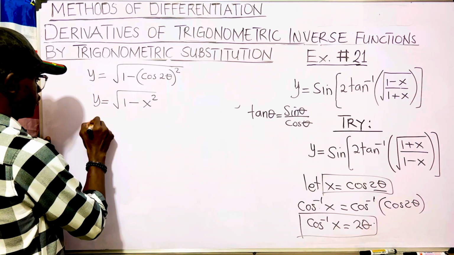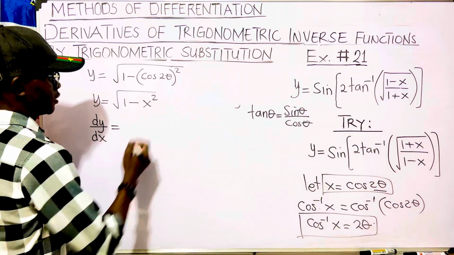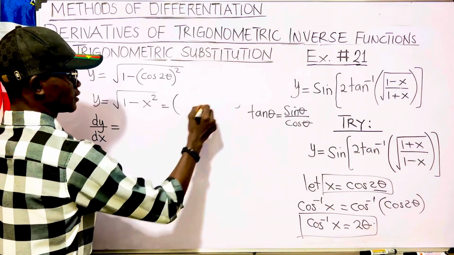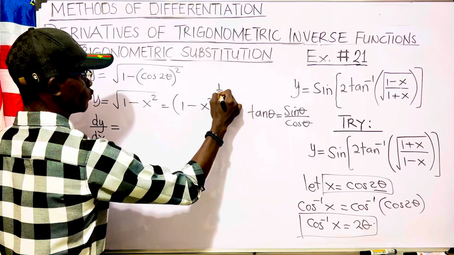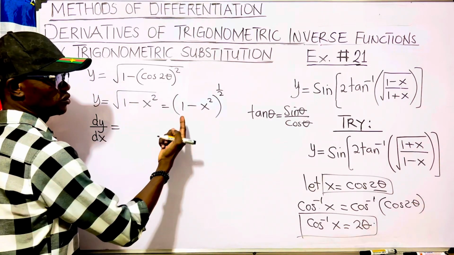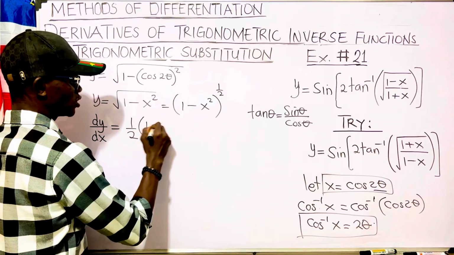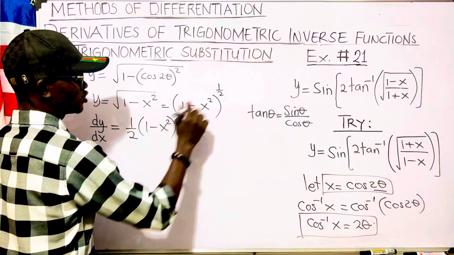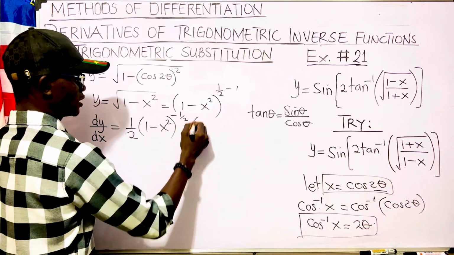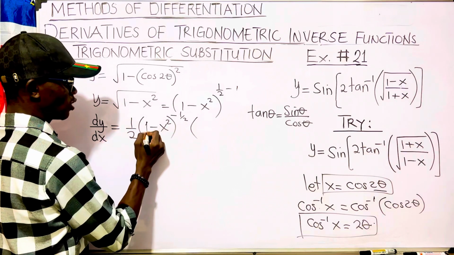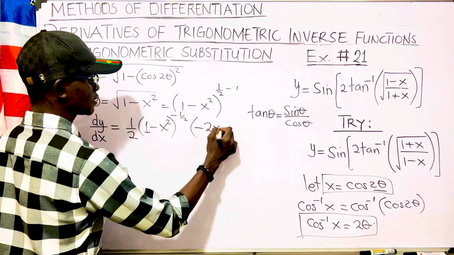So now we find dy by dx. We can first rewrite this as (1 minus x squared) raised to the power 1 over 2. To differentiate using the extended power rule, we bring this power down, 1 over 2. We rewrite the expression 1 minus x squared. Then we subtract 1 from this power, so that gives us negative 1 over 2, times the derivative of what is inside. The derivative of 1 is 0. The derivative of minus x squared is minus 2x.